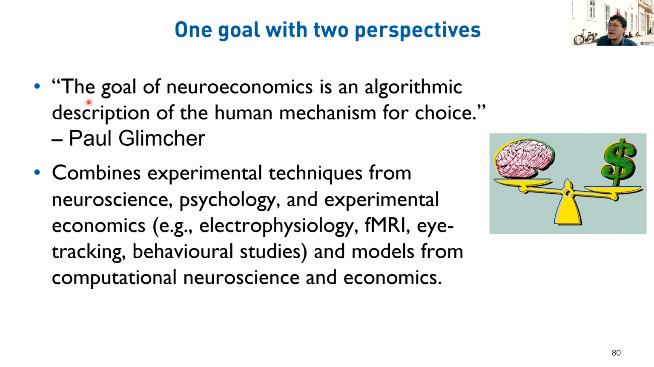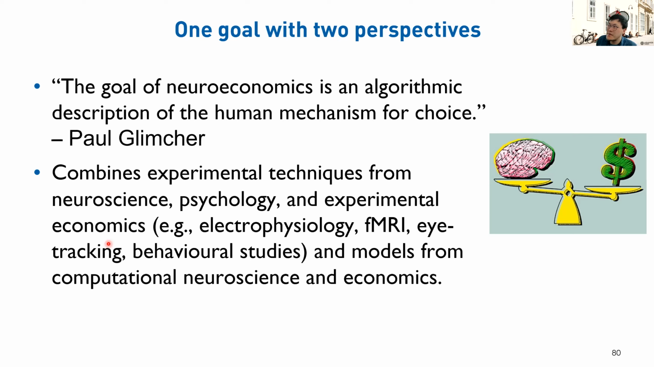So here we say in the paper that I showed you, the Science paper from 2014, the goal of neuroeconomics is an algorithmic description of the human mechanism for choices. And here it combines experimental techniques from neuroscience, psychology, and experimental economics, and also uses the methods and models from computational neuroscience and economics.